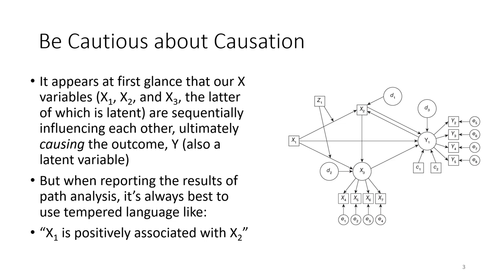But I would urge you that when you're reporting the results of a path analysis, it's always important to use realistic and tempered language. So you never say that X1 causes X2 or X2 causes X3. It's always important to use more realistic language, such as X1 is positively associated with X2 or positively related to X2. But never say X1 causes X2, because causation is difficult to establish definitively for various reasons.